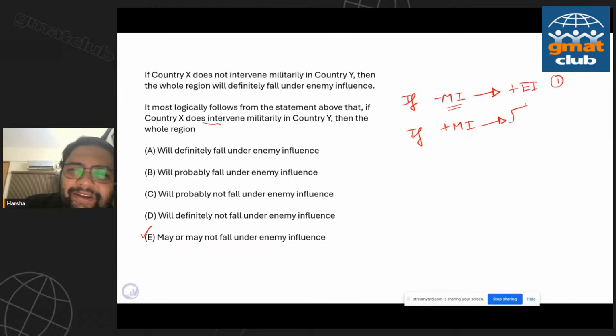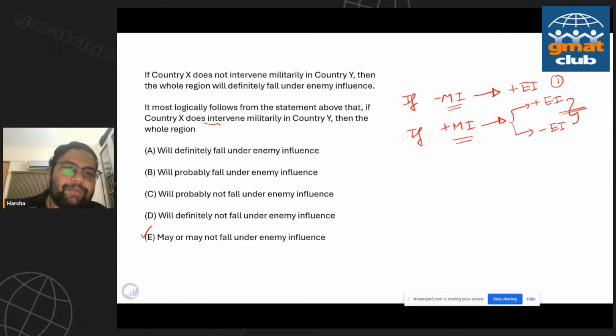I have no idea. Am I assuming that this is some very strong military that will absolutely destroy the enemy? Maybe, or maybe not. That could be a useless military that cannot do anything. So in reality, I have no idea what will happen if the military does intervene. Anything could happen. The place could still fall under enemy influence, or the place may not fall under enemy influence. The reality is, I have no idea which of these outcomes is going to happen. I cannot even be sure, right? So, therefore, that's why the answer is may or may not fall.